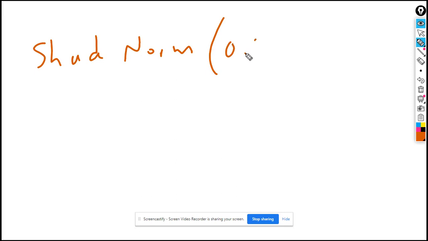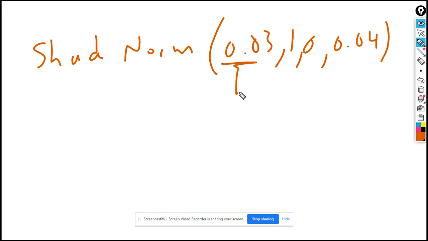I'm going to write shadeNorm and 0.03, 10, 0.045. So that's the percentage that 3% is telling you, and that's the proportion 1 minus proportion 2.